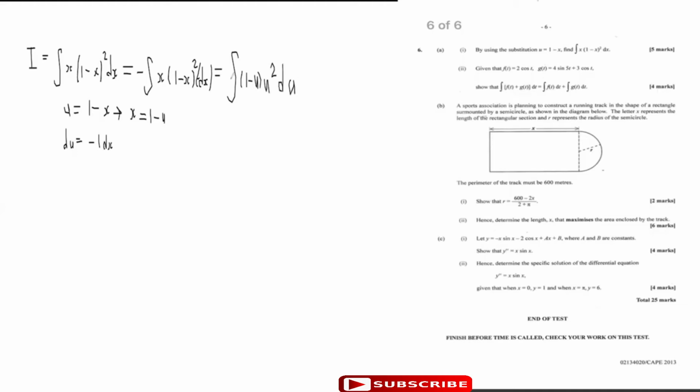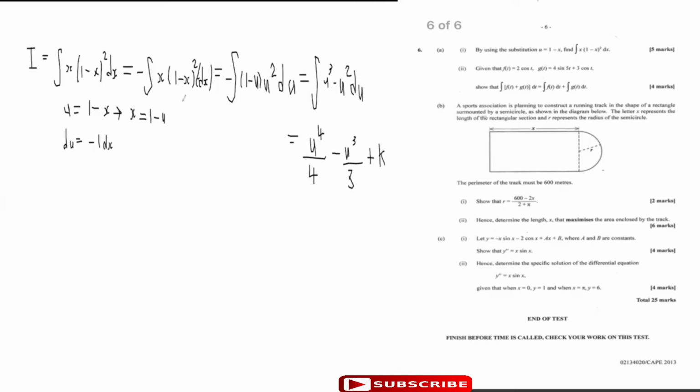Of course, I had a minus out here, and so this works out to be the integral of now u squared times 1 is u squared minus u cubed. So in reality, it is just u cubed minus u squared du. So all I have to do now is add 1 to the power. So I get u to the 4 divided by the power of 4 minus, add 1 to the power, u cubed divided by the power of 3 plus some constant k.